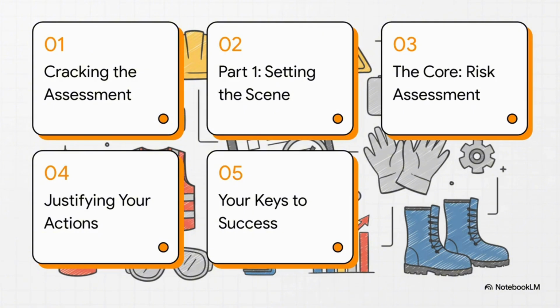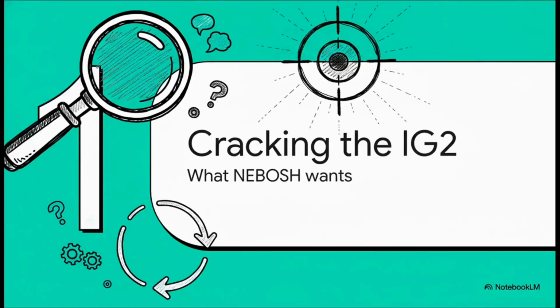First, we're going to get inside the mind of the examiner to see what NEBOSH really wants from you. Then we'll walk through the form step by step, setting the scene, tackling the core risk assessment, and then justifying your actions. And finally, we'll wrap it all up with my top keys to success. Sound good? Okay, let's dive right in.